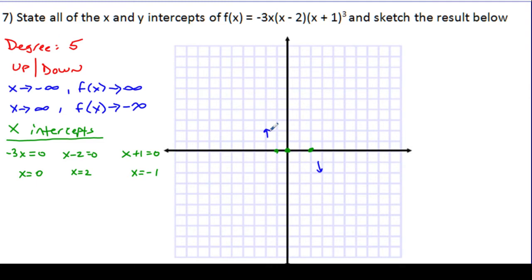Okay, so to find the y-intercept, you plug in a 0 and see what comes out. If I plug a 0 in for x, here's what my expression looks like: negative 3 times 0 times (0 minus 2) times (0 plus 1) cubed. If I simplify this, guess what you get? A big 0. I'm multiplying a 0 by the other things, so it doesn't matter what they come out to be. When I plug in a 0, I got back a 0. So the y-intercept is the point (0, 0).